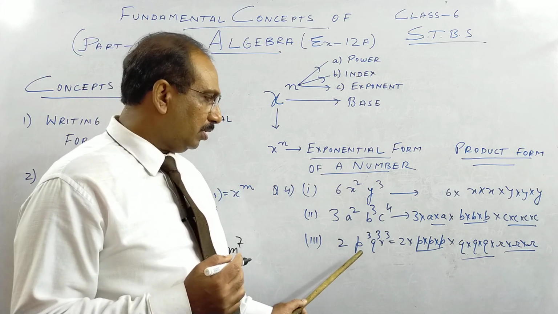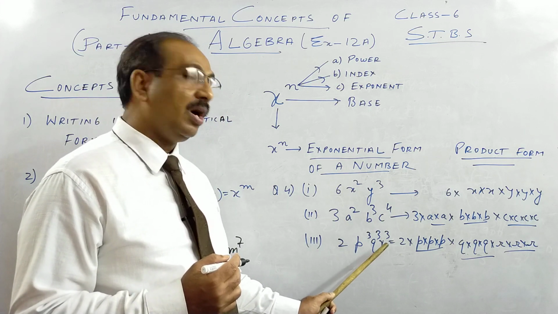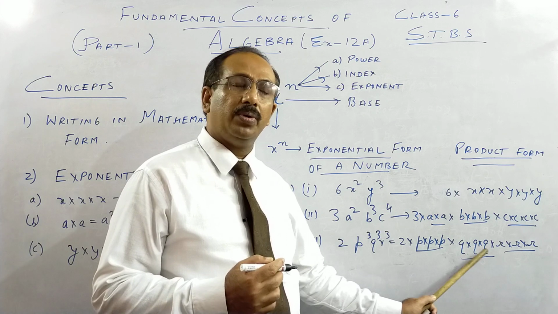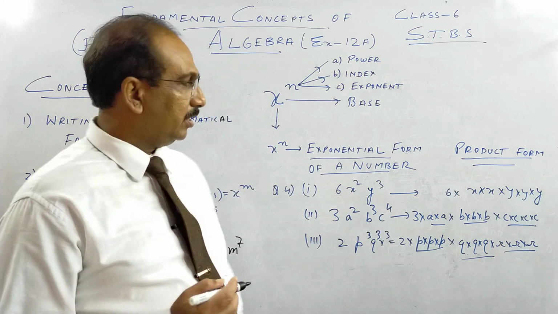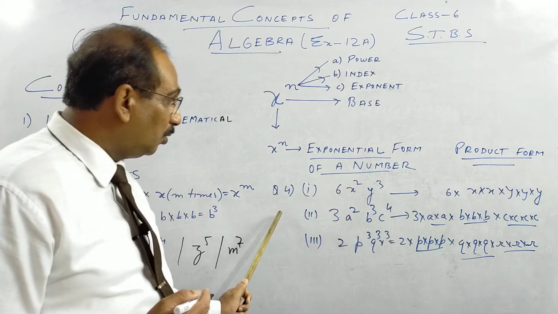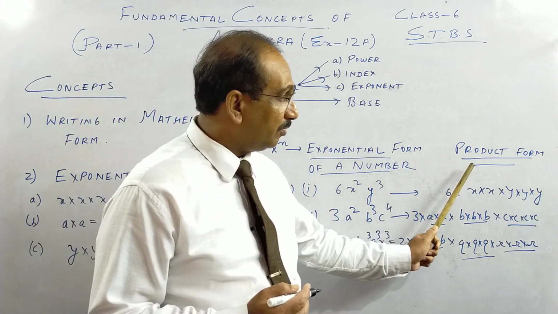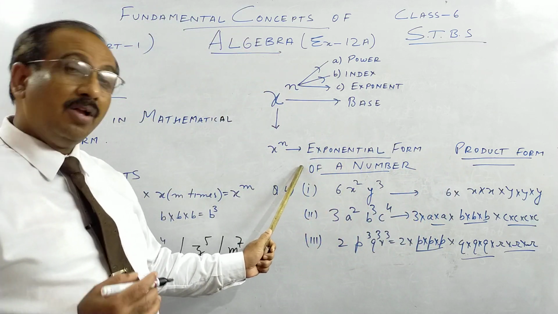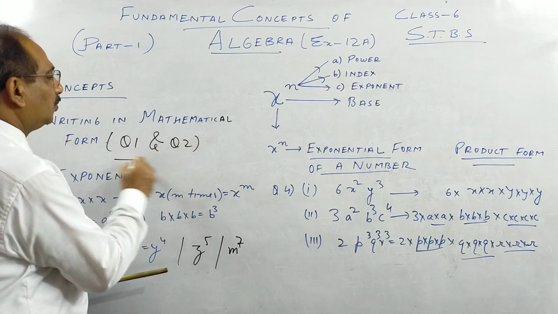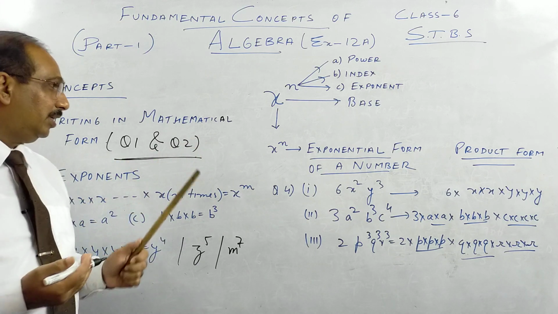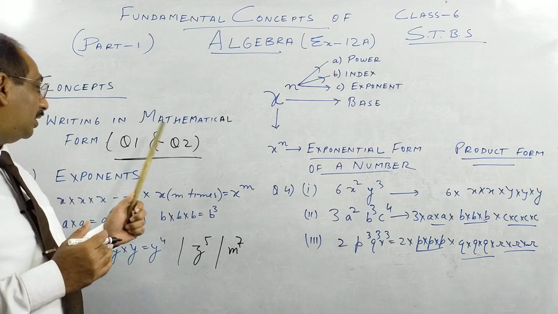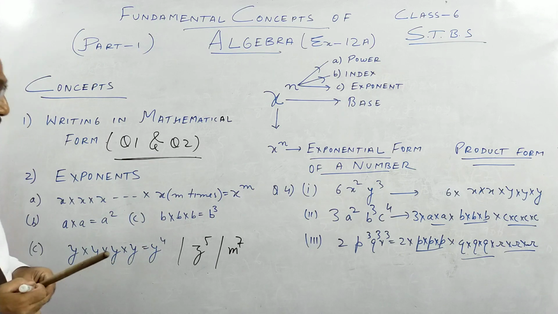Last one over here, 2, this is p cube, q square, r square. So p is multiplied 3 times, q into q, and multiplied with r into r. So here I taught you how we change exponential form to product form. Then I'll go to question 3 where I'll teach you how we convert product form to exponential form. Finally I'll go to question 1 and 2 where I will teach you how we convert English sentences into mathematical form.